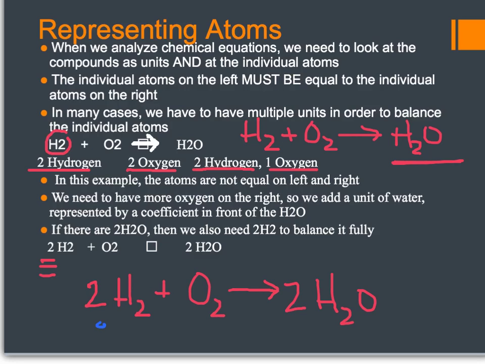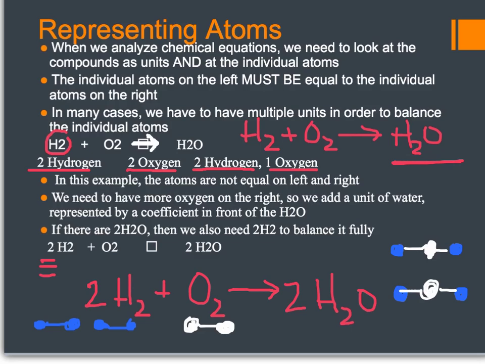So if we think of these as individual atoms, there's an H2 and an H2. They look exactly the same. And then we have an oxygen bonded to an oxygen. When those compounds rearrange to make water, what we're going to end up with is 2 of the hydrogens will partner up with 1 oxygen, and then the other 2 hydrogens will partner up with the other oxygen.